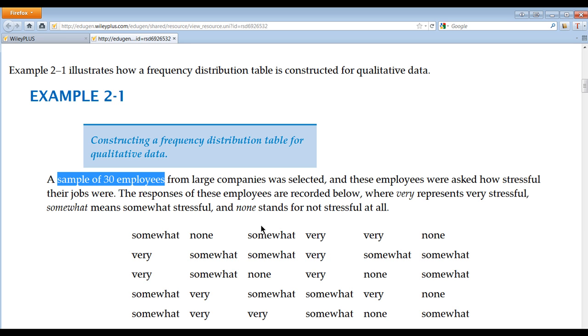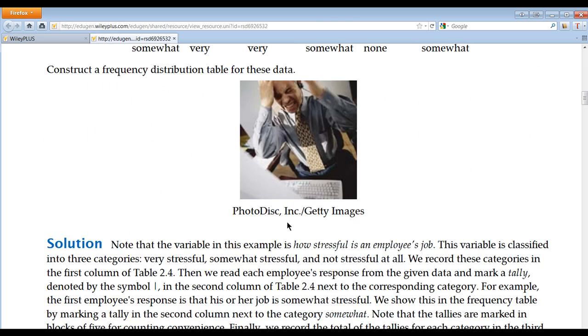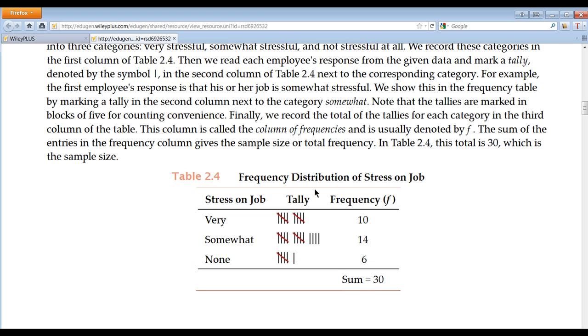So now how can we make a so-called frequency distribution table for this qualitative data? We make something like this. We write the variable up here. The variable is called stress on job, and the values it can take are not numbers. The values that it can take are very, somewhat, and none. By the way, when we have a qualitative variable like this, the values that it can take are often called the levels of that variable. So the levels are very, somewhat, and none.